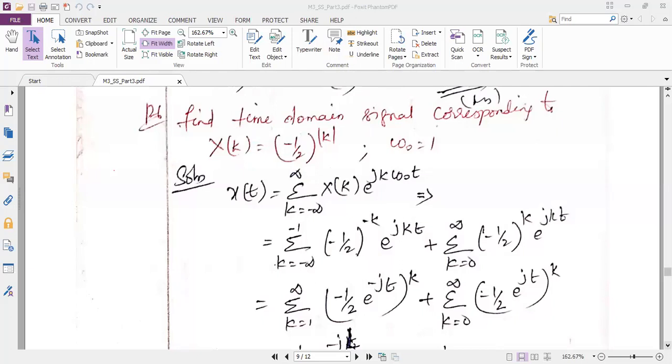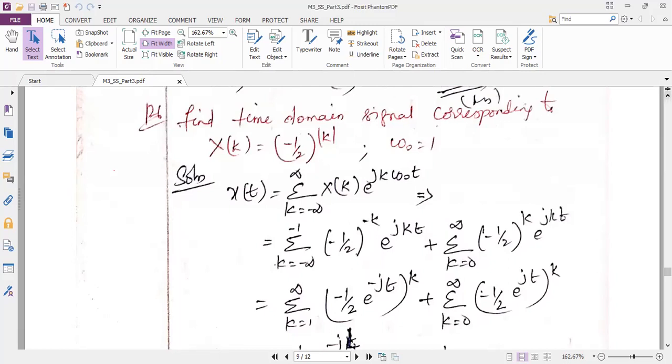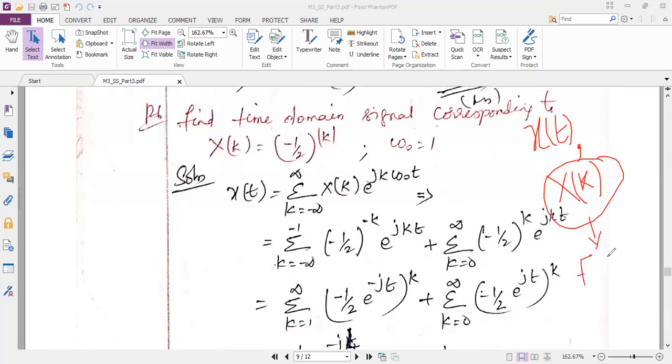Can anybody tell me what's the difference between the previous three problems and this problem? In the previous three problems, did you find x of t or x of k? Check the problem properly and tell me the answer. In all the three problems, we found x of k. That means in the question itself, they have mentioned find out the Fourier series coefficients.